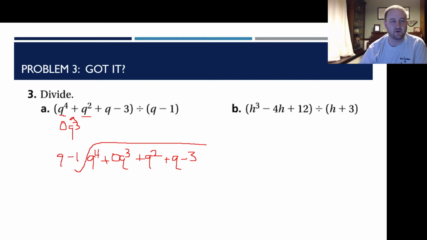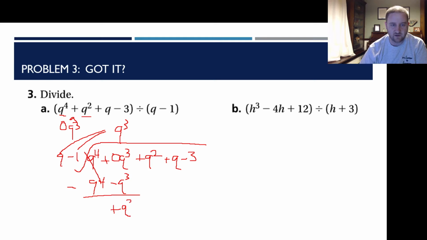All right, first thing we want to do is see how many times q goes into q to the fourth, and that's q to the third power. So q to the third power, we're going to multiply, distribute this to both. So q to the third times q is q to the fourth. q to the third times -1 is minus q to the third. These cancel out when we subtract. This is going to become a positive q to the third then. Drop this down. This becomes q to the third plus q squared.